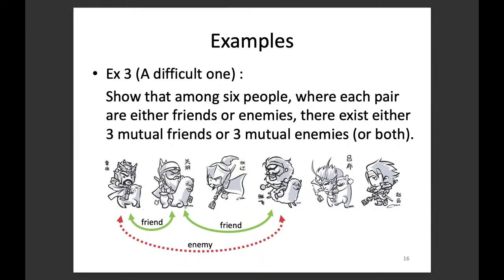And then this is the last page, the last example that we have. Here we want to show that, first of all, let us describe: let's say we have a bunch of people here, there are 6 of them.